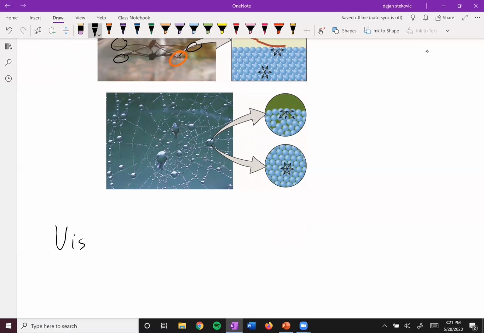Another property is viscosity. Viscosity is the resistance to flow, or kind of how thick a liquid is, how viscous it is. It makes sense that if we have a lot of intermolecular forces, we would have a much thicker liquid, right? It's going to stick to itself more.